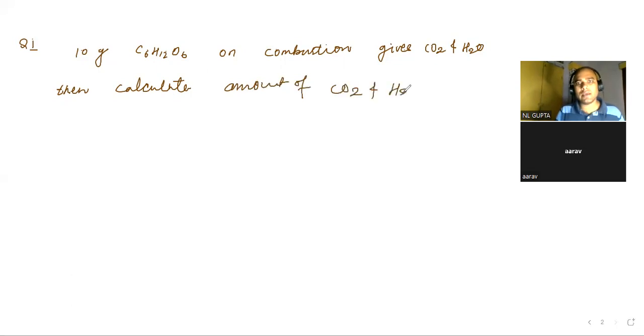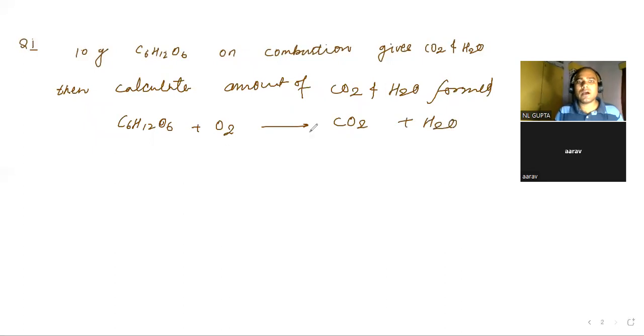CO2 and H2O form. They are asking how much amount of CO2 and H2O will form. The equation they are talking about is C6H12O6 reacting with oxygen. So they are going to give CO2 plus H2O.